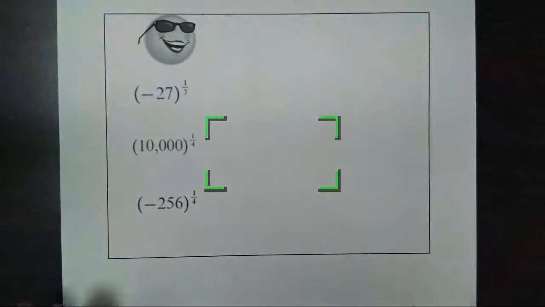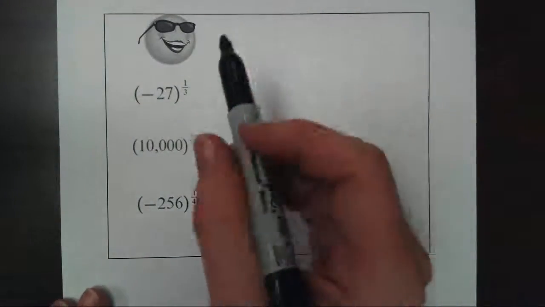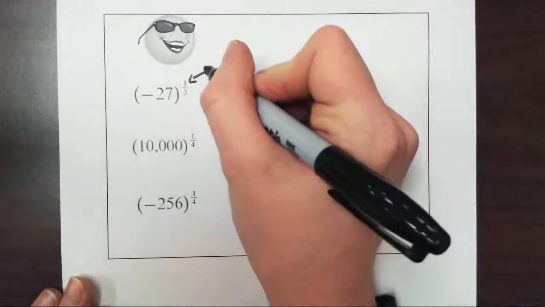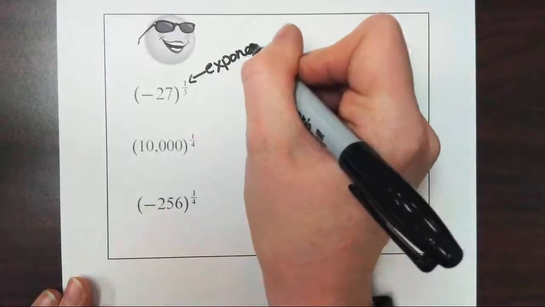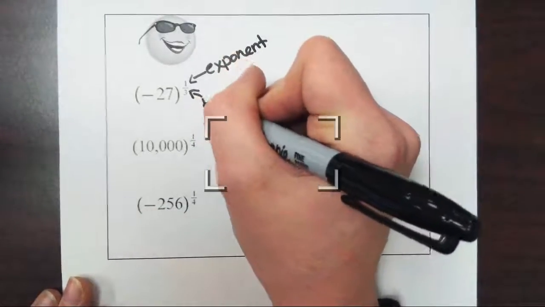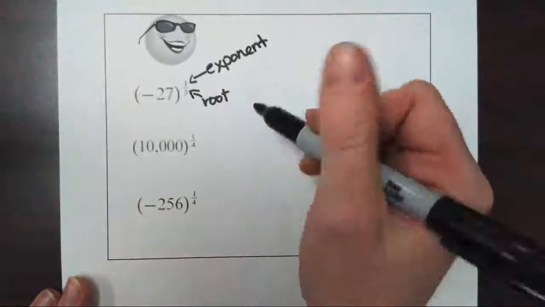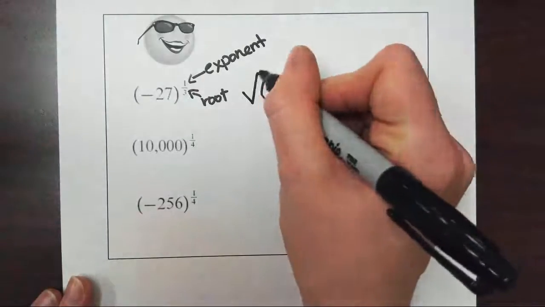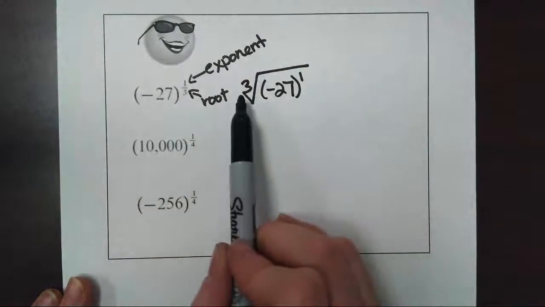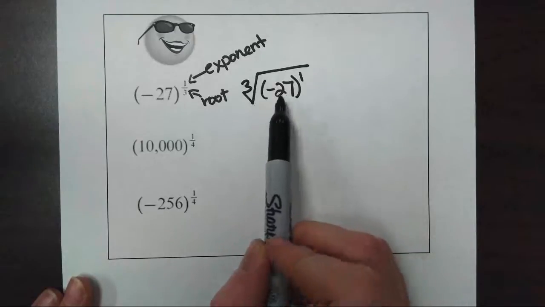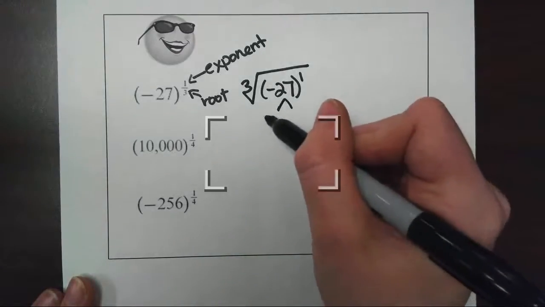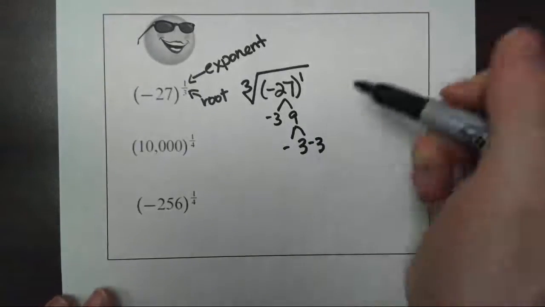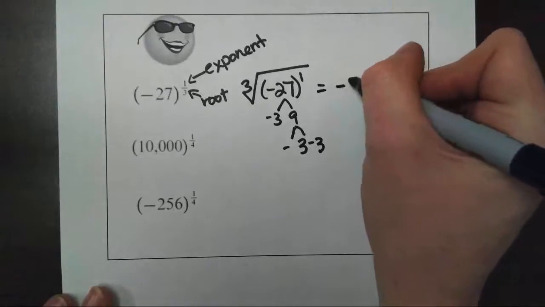All right, these examples need to be in your notebook as well. So I want to find negative 27 to the 1/3 power. Now again, this number right here is my exponent. This number right here is my root. So I've got negative 27 to the 1st power, and I'm finding the cubed root of that. So what number can I multiply 3 times to get negative 27? Now if I factor out 27, I've got negative 3 and 9, and then negative 3 and negative 3. So my cubed root of negative 27 is negative 3.